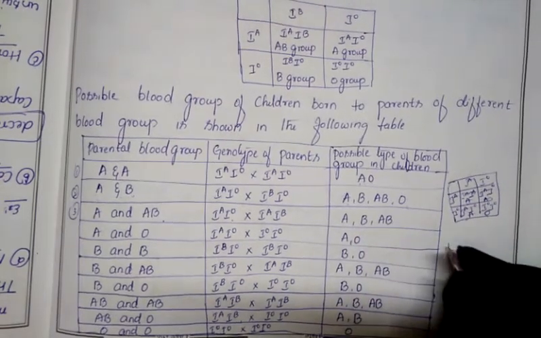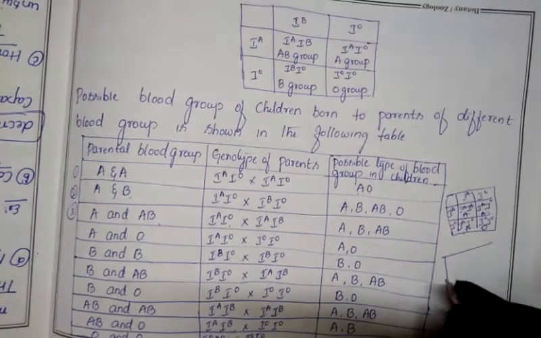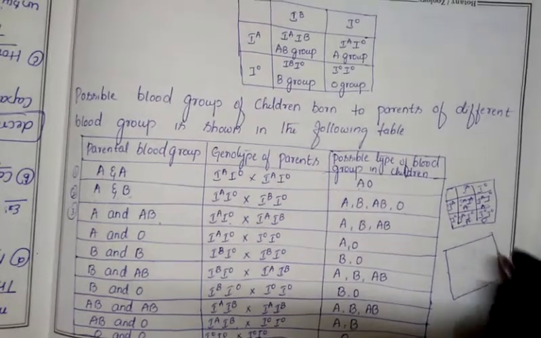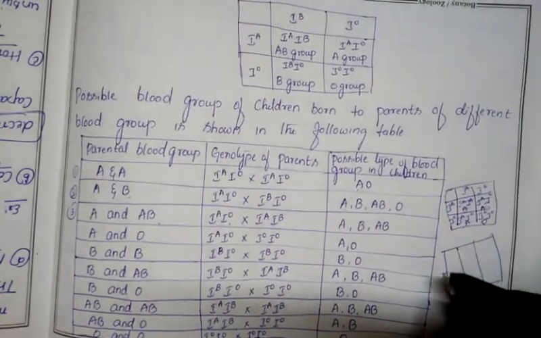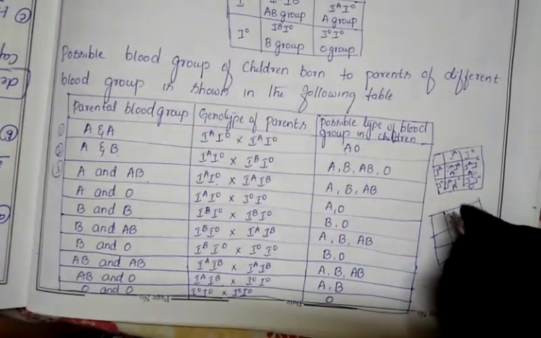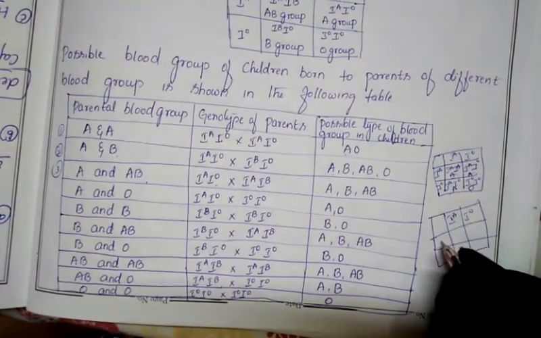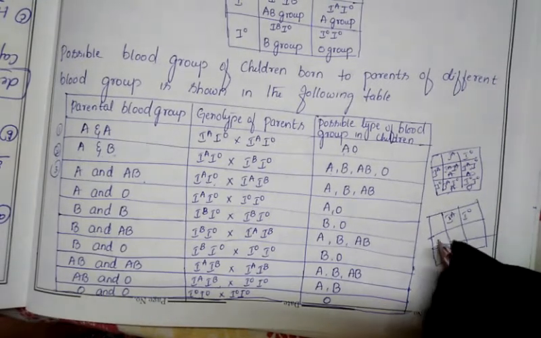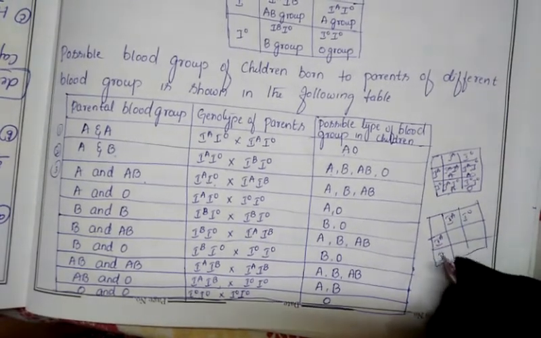This also you can calculate by putting it in a checkerboard. See, I will show you here. Like this you can calculate. So we will write here IA IO, or else you can write here, where you want. In another column we will write IA IB.